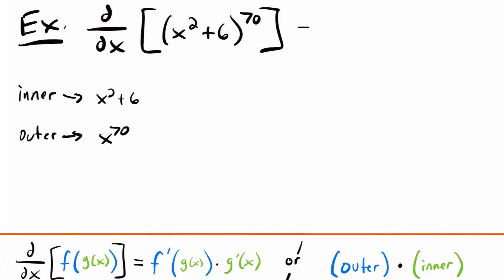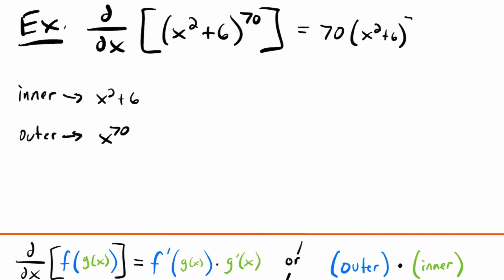This is going to be equal to the derivative of our outer function, which we said is x to the 70th power. But remember, we want to keep that inside function the same while we're taking the derivative of the outside function. We'll worry about taking the derivative of the inside function after we are done with this part. And so to take the derivative of the outside function, we're going to use the power rule, and we will multiply 70 by our quantity of x squared plus 6. Remember, do not change that inside function.